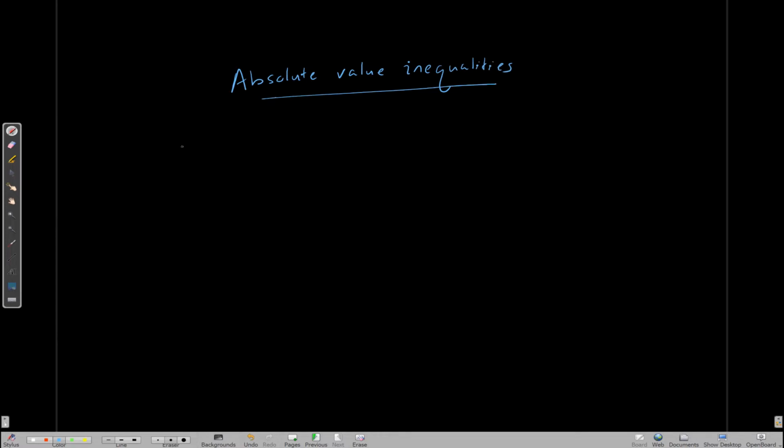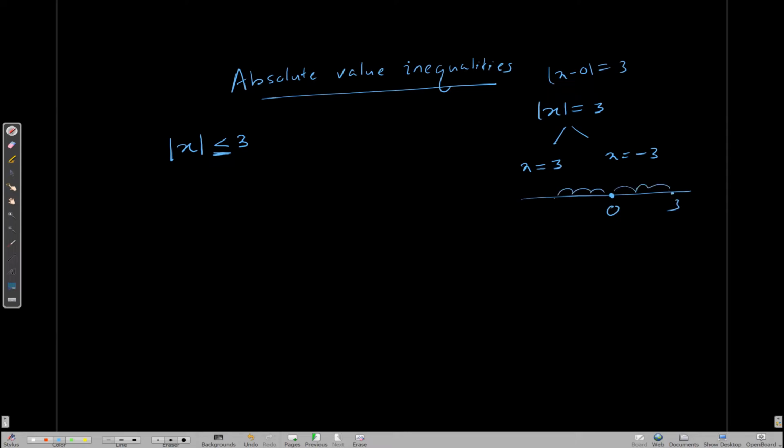Now, how about this? Absolute value of x less than 3. What does this mean? What values can x take? You know what, let me make it an equal sign. In the last video we learned how to solve something like this. Either x equals 3 or x equals negative 3, right? Which makes sense because that is the distance from 0, because this is x minus 0 equals 3. If you want the geometric interpretation, from 0, 1, 2, 3 places right here, and 1, 2, 3 places to the left right here.